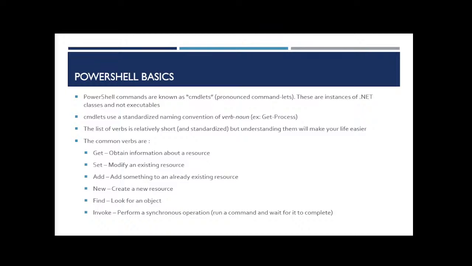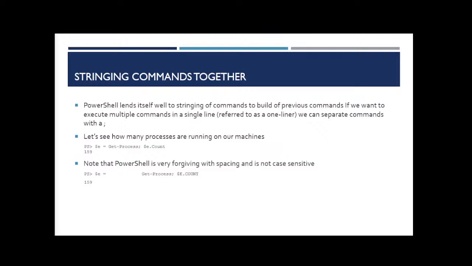So we have a whole list of verbs here: get, set, add, new, find, invoke. We're not going to go through all of them, but just know that if you have a PowerShell cmdlet that is like Get-so-and-so, there's probably a Set-so-and-so. It works vice versa as well. These are perhaps the most common of the verbs associated with it. If you wanted to see a full listing, I would recommend looking up the PowerShell documentation offline. We can string commands together really easily with PowerShell with just a semicolon at the end. So what we're saying is if we want to do a big one-liner, we could just do a command, semicolon, and then another command.